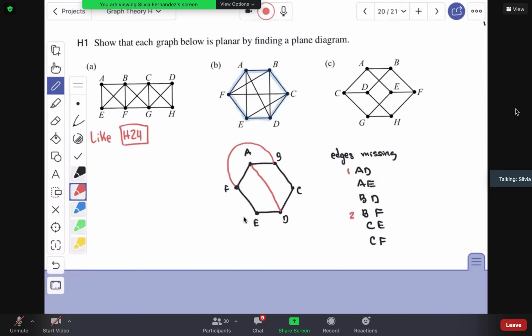You're not losing anything. Then CE. I'm going to look at CE because it's okay to look at it: it cannot be inside. It will create a crossing here with AD. So I draw it outside.